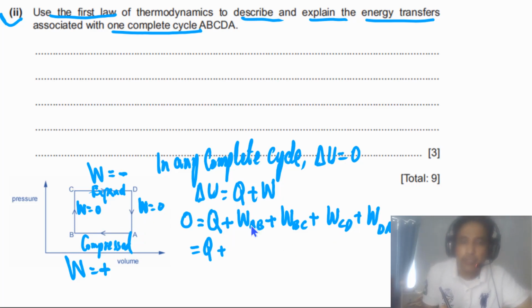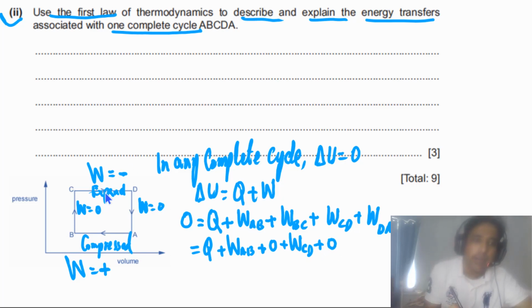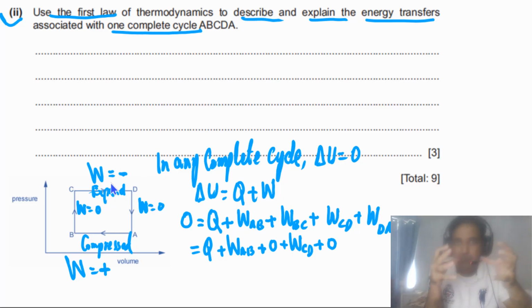So we have W_AB, this work done is positive, plus we have 0 for BC, plus we have W_CD, and plus we have DA, this is equal to 0. Now simply we have to compare negative work done. This is negative work done because gas is expanding, so work is done by gas.